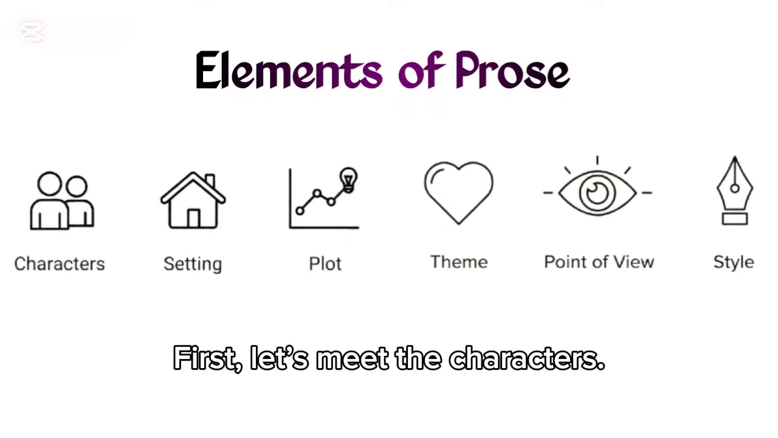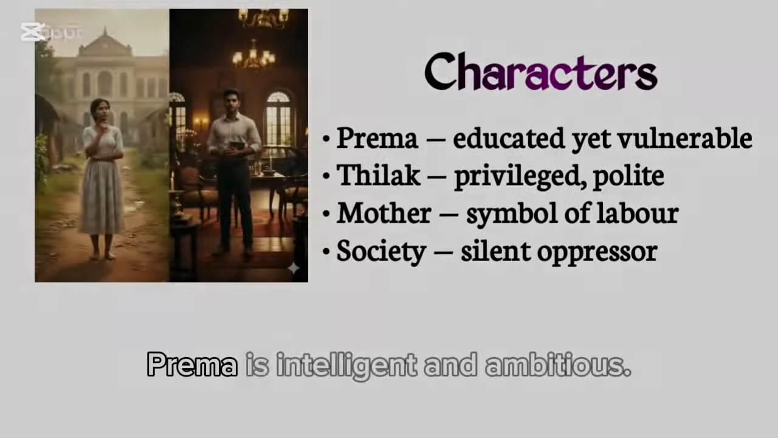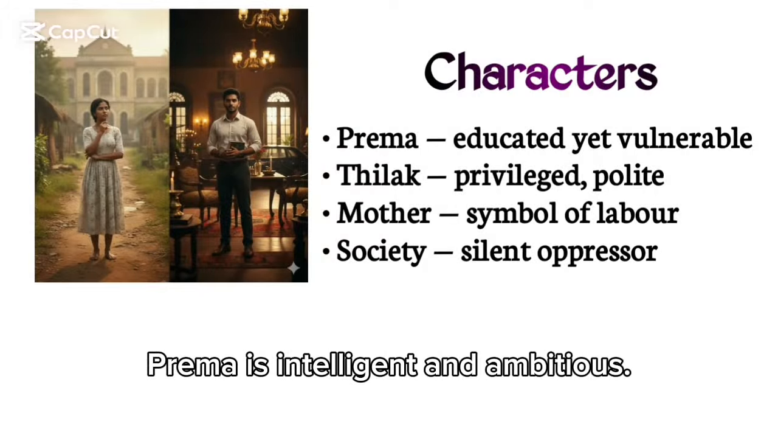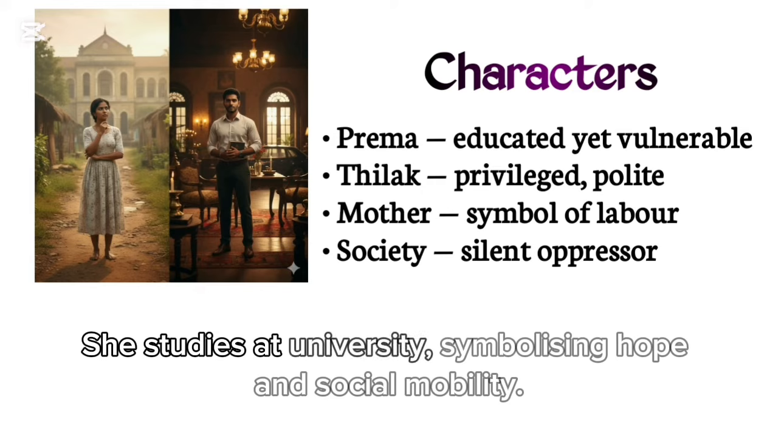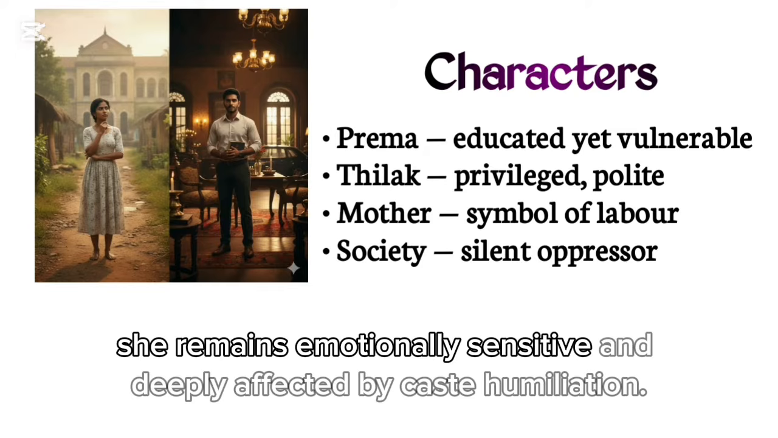First, let's meet the characters. Prema is intelligent and ambitious. She studies at university, symbolizing hope and social mobility. However, she remains emotionally sensitive and deeply affected by caste humiliation.